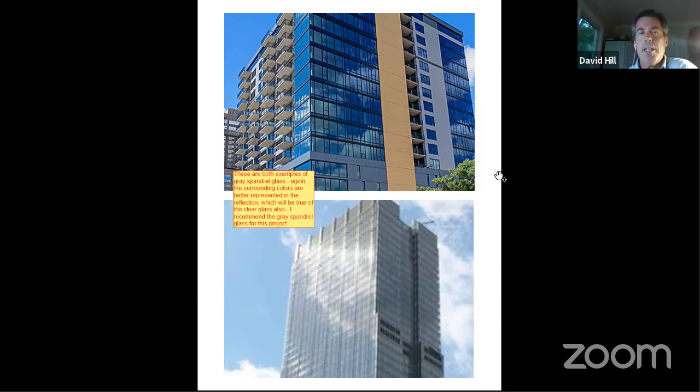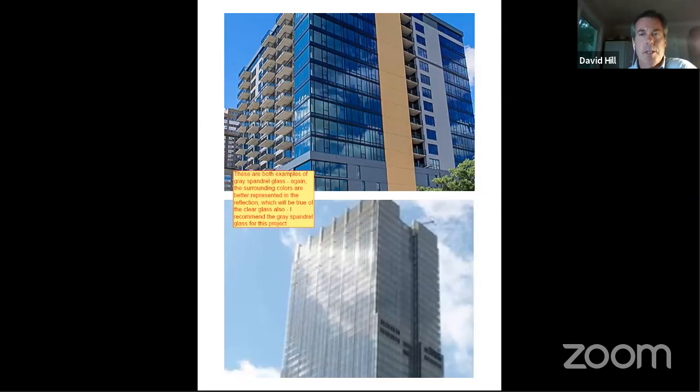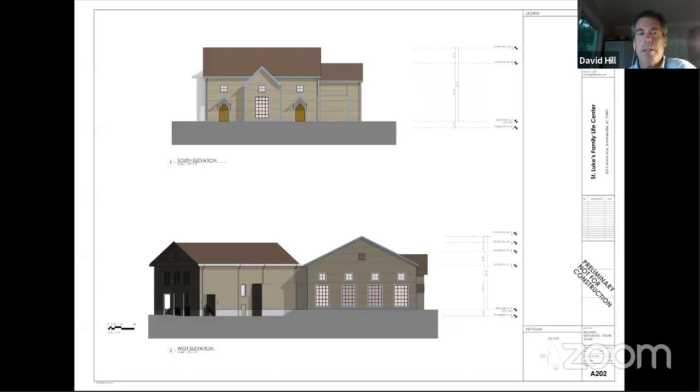And I think after looking at all these, my recommendation, and what I've submitted to the board, is to allow us to pursue gray spandrel glass, which I think will, number one, reflect the colors as closely as possible to the areas where we have clear glass. Number two, it'll render the colors from the interior to the exterior as close as possible to the interior glass. And number three, it will look as close as possible from both the interior and exterior to what we're working with.